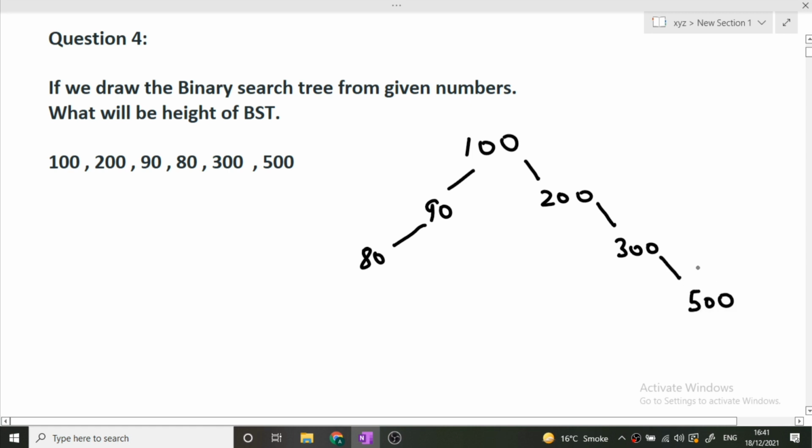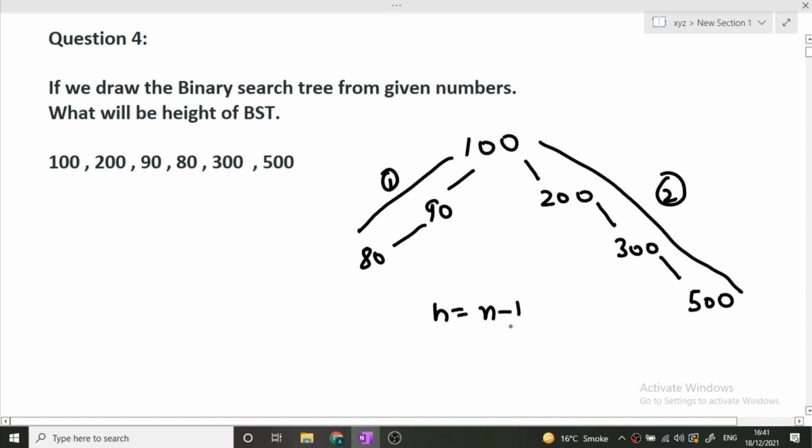Now again, first of all, what to do, we have to find the longest path from root to the leaf node. So there are 2 paths, one path is this and second path is this. So we can say that the second path is the longest path. So we have chosen the longest path. Now what will be the height of the tree? Height will be n minus 1. As I have told you earlier in this video, height will be n minus 1, n being the nodes in the longest path. So height will become 4 minus 1, that is 3.